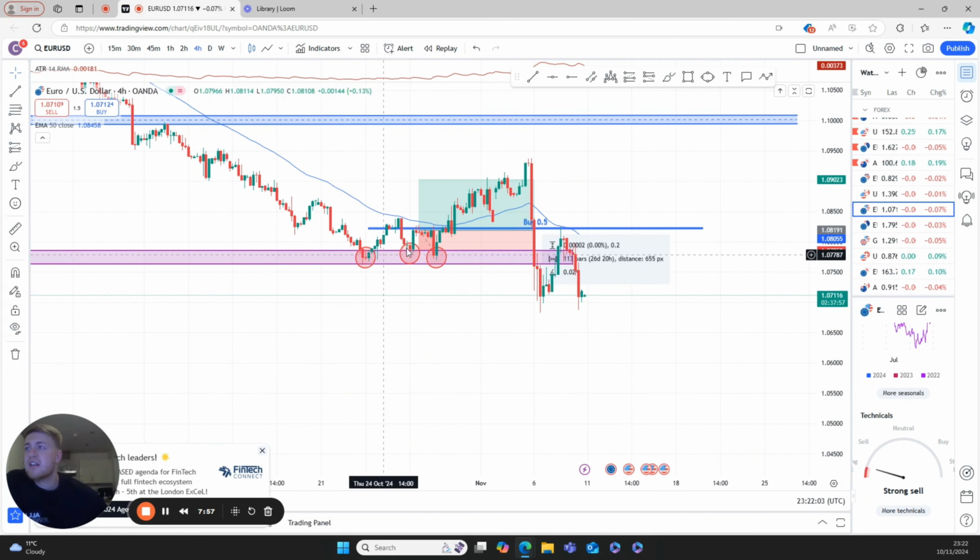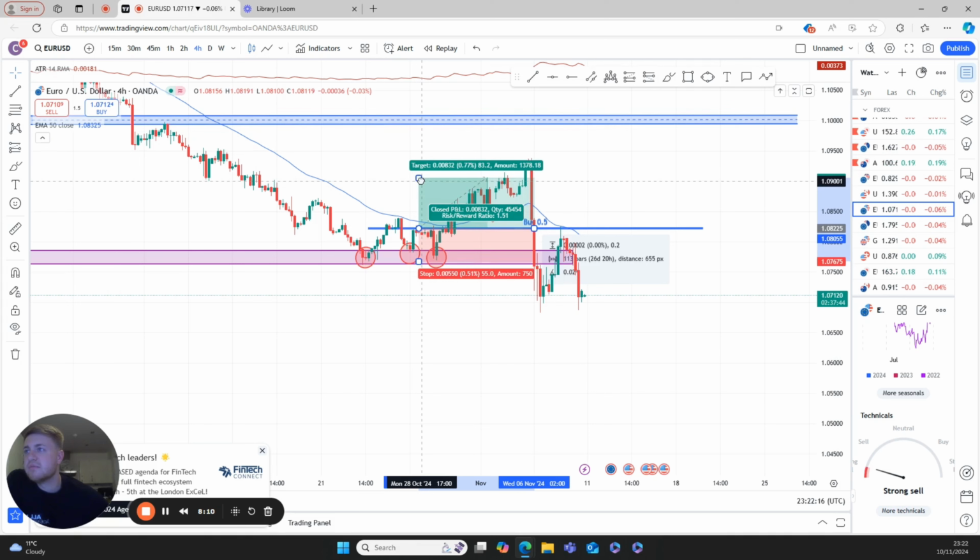Had my area there, and no, I'm moving it. Don't know what I'm doing now. So my area of interest was, my take profit was higher, so there we go. So it's a 1 to 2.